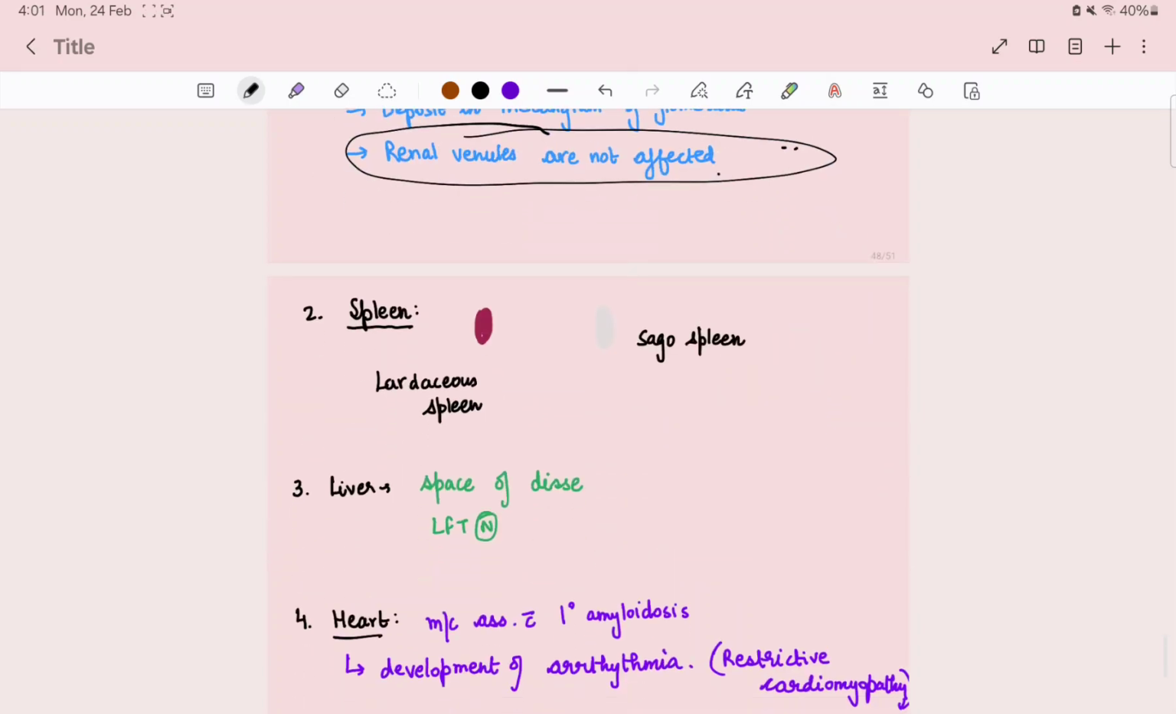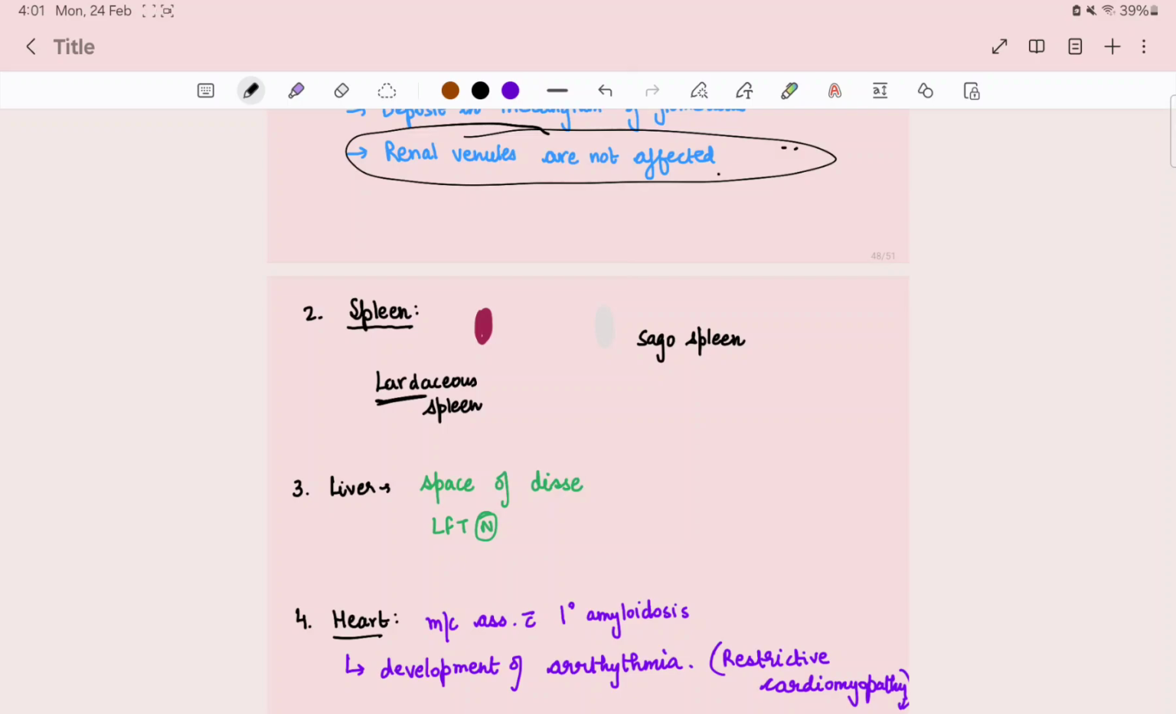In spleen, you have white and red pulp. So whenever it is deposited in the red pulp, we have lardaceous spleen and white has sago spleen. Sago you can learn like sabudana. It is white in color. So sago spleen, and lardaceous means lal. Lal means red. In liver, it is deposited in the space of Disse.